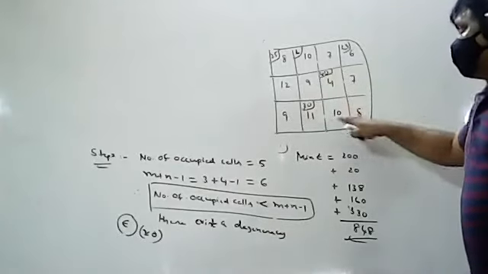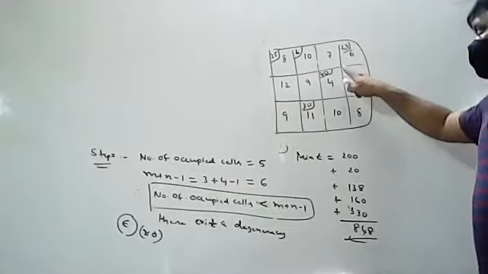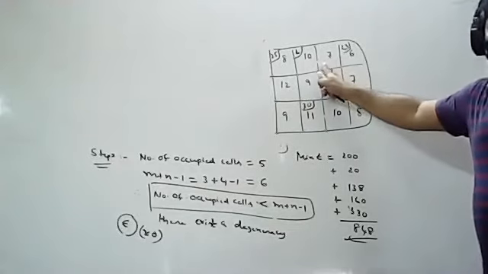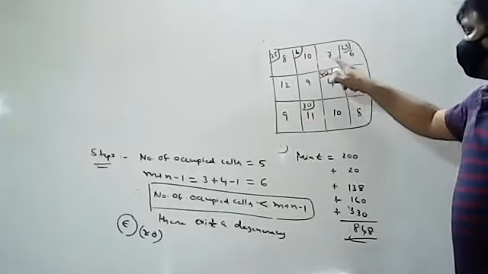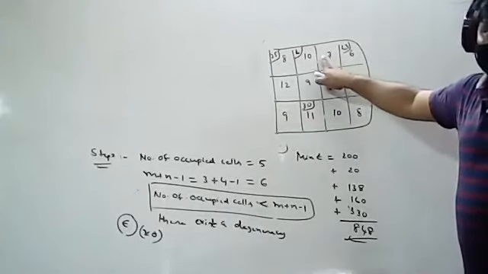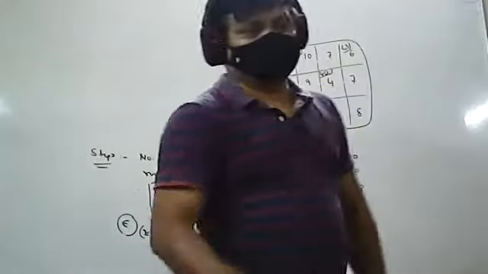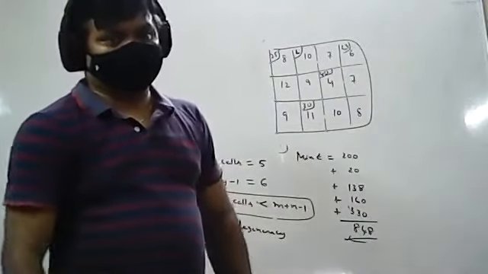What is the minimum value from the unoccupied cells? The minimum value is 7. It occurs twice. Here also 7 is there, and here also 7 is there. So whenever minimum elements are equal, go for any one. Suppose I am taking this one and the solution does not exist, then you have to choose this one. Solution does not exist means you cannot identify step number 3. Step number 3 is nothing but the system of equations using the formula.